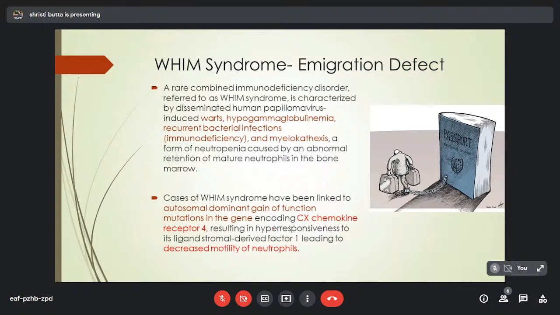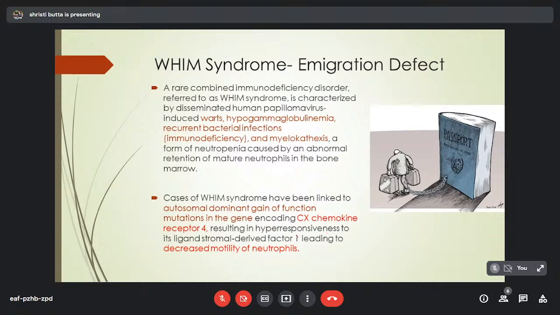Now, moving on, what is this emigration defect that we were talking about? That is the WHIM syndrome. Now, WHIM syndrome results from a typical mutation, which is an autosomal dominant gain of function mutation in the CXCR4. Remember, last time in session 1, when we were discussing neutrophils, we said that neutrophils, or the precursor cells in the bone marrow which express CXCR4, are retained by the bone marrow.